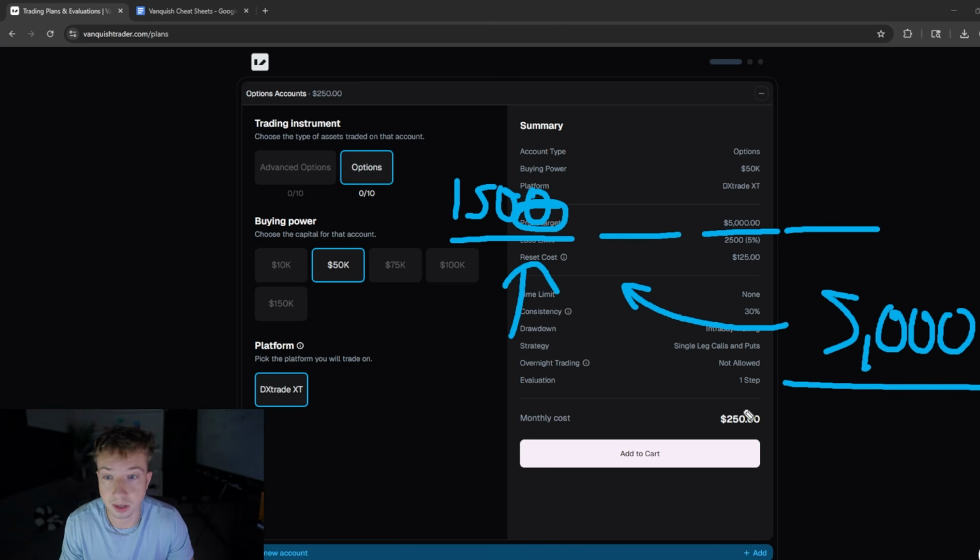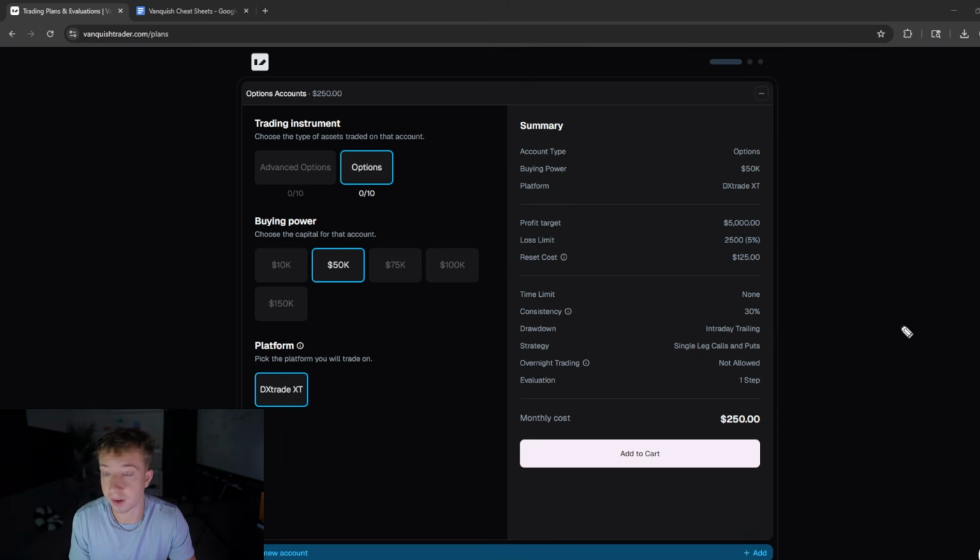A pretty easy concept here. It's just about 30% of either per day of the total P&L or per trade of the total P&L, and that's pretty much it. Now, what account do I recommend?